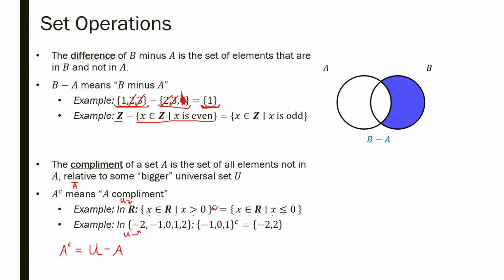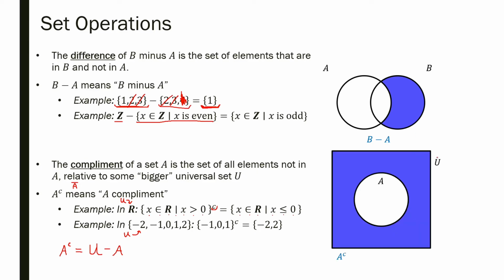Okay? Here I thought of the universal set as this giant square, right? This outside square. And A is this circle right here. So A complement is everything that's not in A, right? So all the stuff that's in A would be here, but A complement is this blue region, everything that's not in A. And you can kind of see why this blue shaded region is also the universal set minus A. It's like everything, but you take away A.